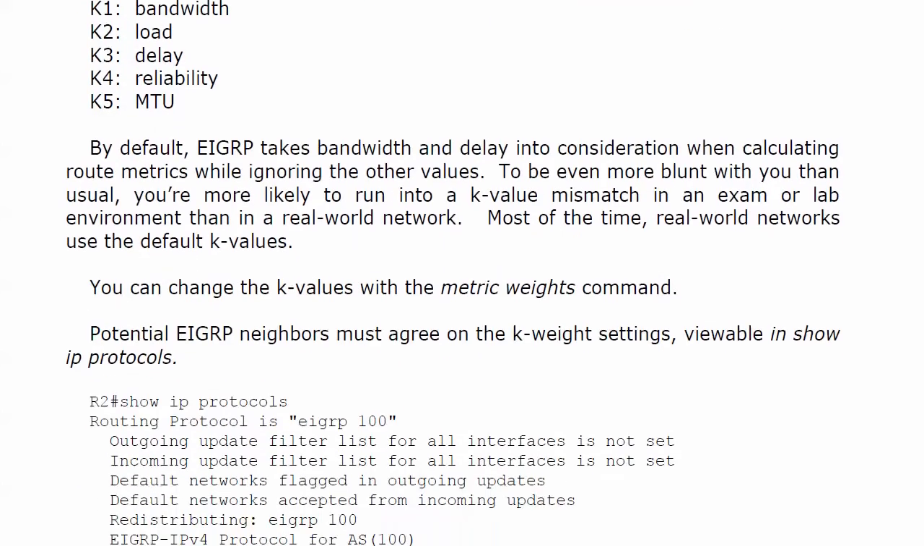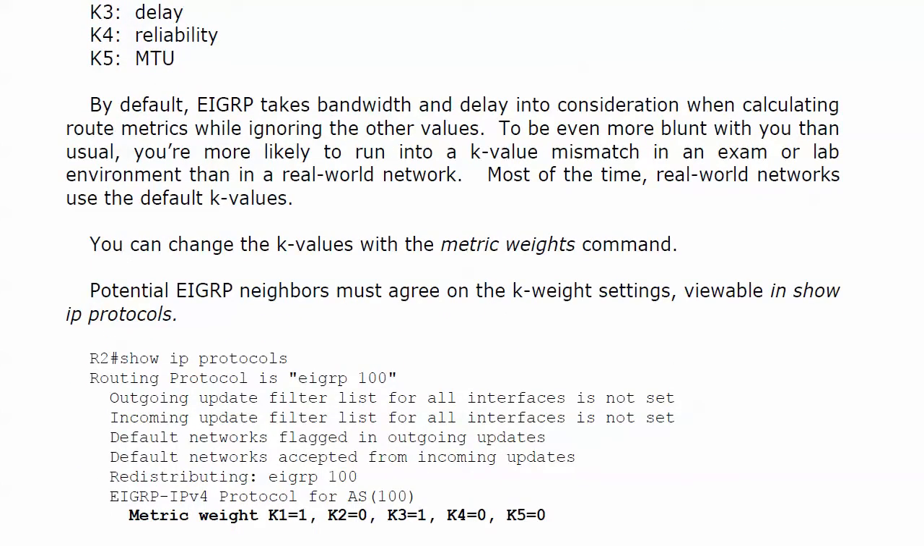Now, by default, EIGRP takes bandwidth and delay into consideration when calculating route metrics, and it ignores the other values. So that's why we had those two set to 1, K1 and K3, just like the one on the board here, and 2, 4, and 5 set to 0. We're telling EIGRP, I want you to take bandwidth and delay into consideration and just ignore the others.